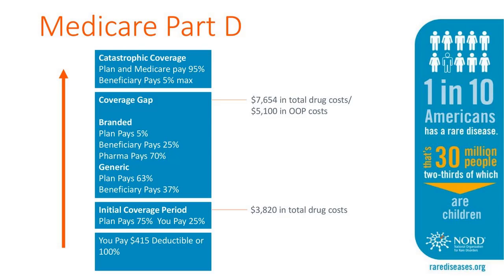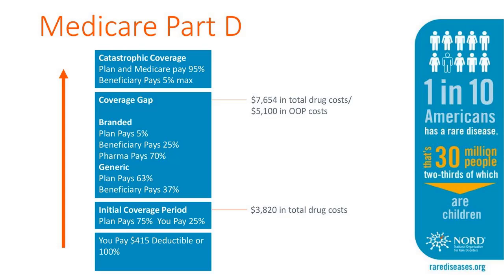One works their way through the coverage gaps throughout the year as you pay more and more for your medications. Now, finally, once one exhausts the coverage gap, and this happens after the beneficiary has paid $5,100 in out-of-pocket costs, or in total the plan has paid $7,654, and that all adds up together, then one enters the catastrophic coverage phase. And in this phase, the Medicare plan pays 95%, and then you pay 5%. But that goes on in perpetuity.